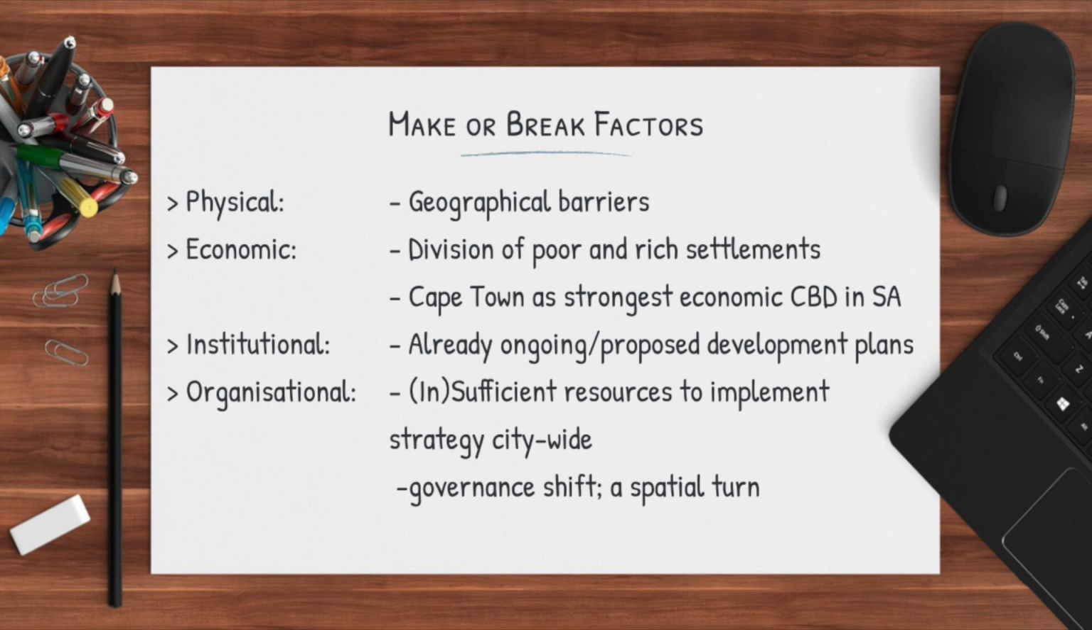However, Cape Town has been discussed as the strongest economic central business district in South Africa, which could be beneficial to our plans, as it could mean that it might be more realistic in Cape Town. There are also institutional factors, such as the ongoing or proposed development plans, which could get in the way of our strategy, as well as organizational factors, the actual resources needed, which could be sufficient or insufficient. And we want to implement it citywide, which could make it more complicated.